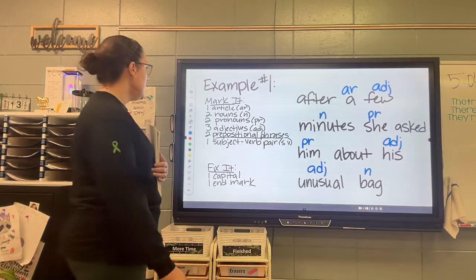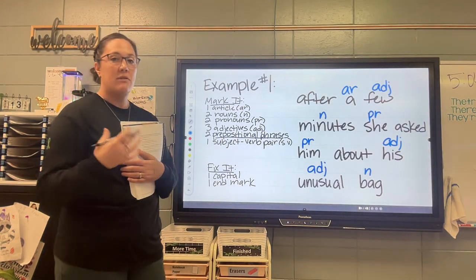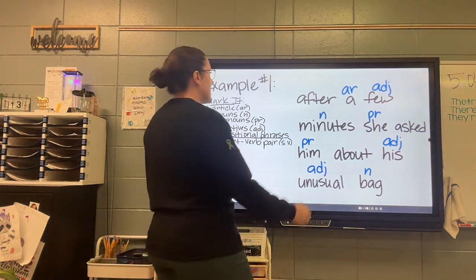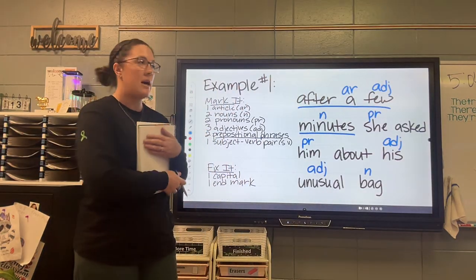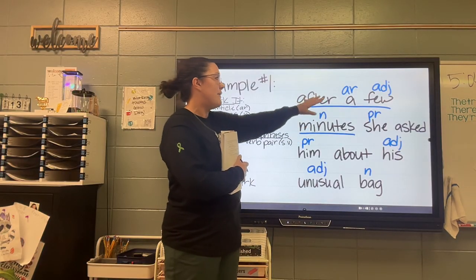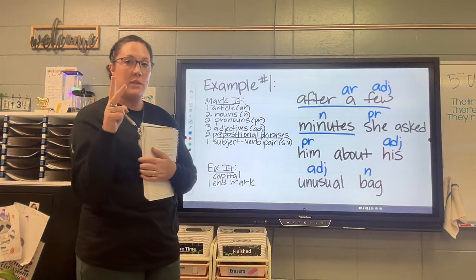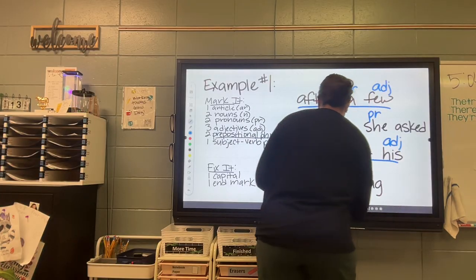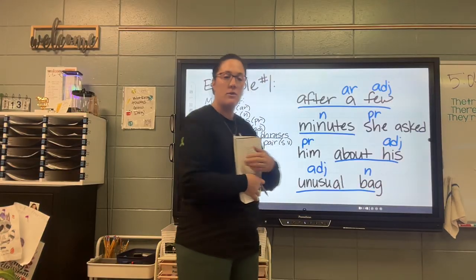Okay? Now it says we have 2 prepositional phrases. Okay? So remember, a prepositional phrase tells us when or where it's taking place. Okay? So in this case, after a few minutes is one of our prepositional phrases. Okay? My preposition is after. The noun it's relating to is minutes. After a few minutes, she asked him about his unusual bag. Now, what's our second one? Our second prepositional phrase is about his unusual bag. Okay, about is our preposition, bag is our noun.